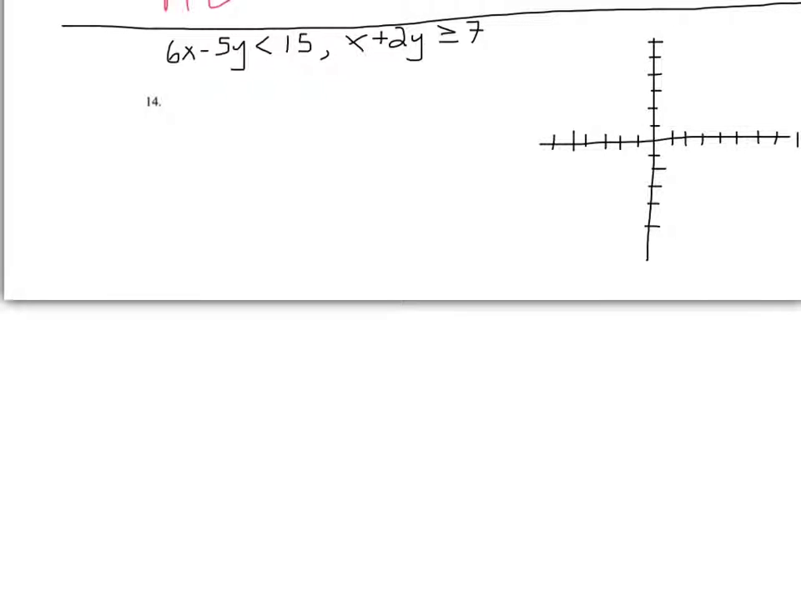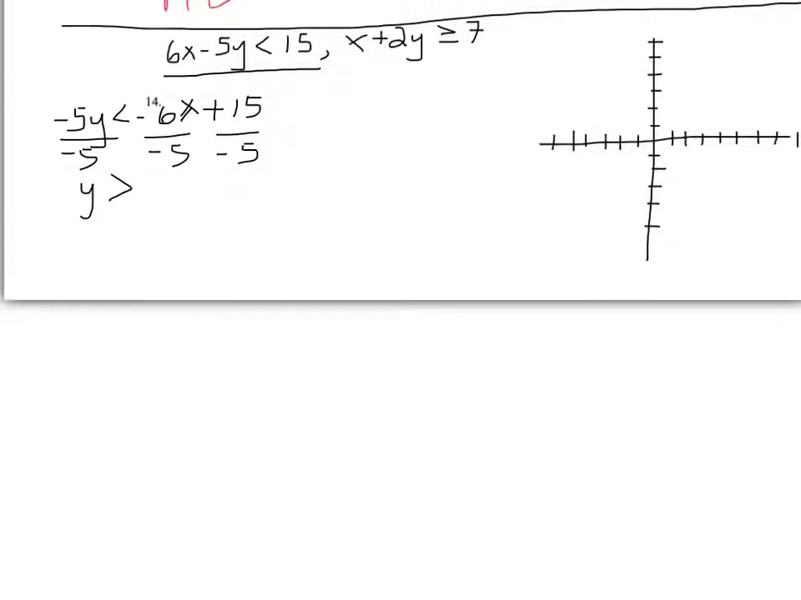Alright, so here are the two equations for 14. I'm going to solve for y in the first equation here. I'll move it over a little bit. I'm going to take away 6x from both sides, so minus 5y is less than minus 6x plus 15. Then I'm going to divide each side by negative 5. Note that I have to flip the inequality sign. Y is greater than 6/5 x minus 3.